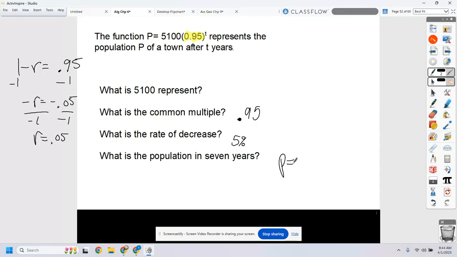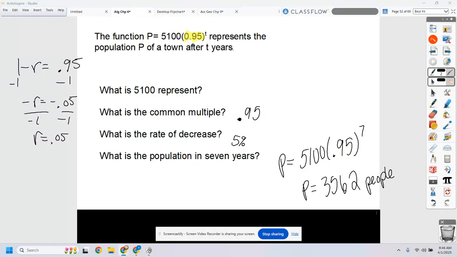So P will equal 5,100 times 0.95 to the power of 7. Order of operations says you do the exponent first and then times by the 5,100, or you can put it all in your calculator at one time. Go ahead and do that. Okay, so you should have got 3,562 people if you put that on your calculator.